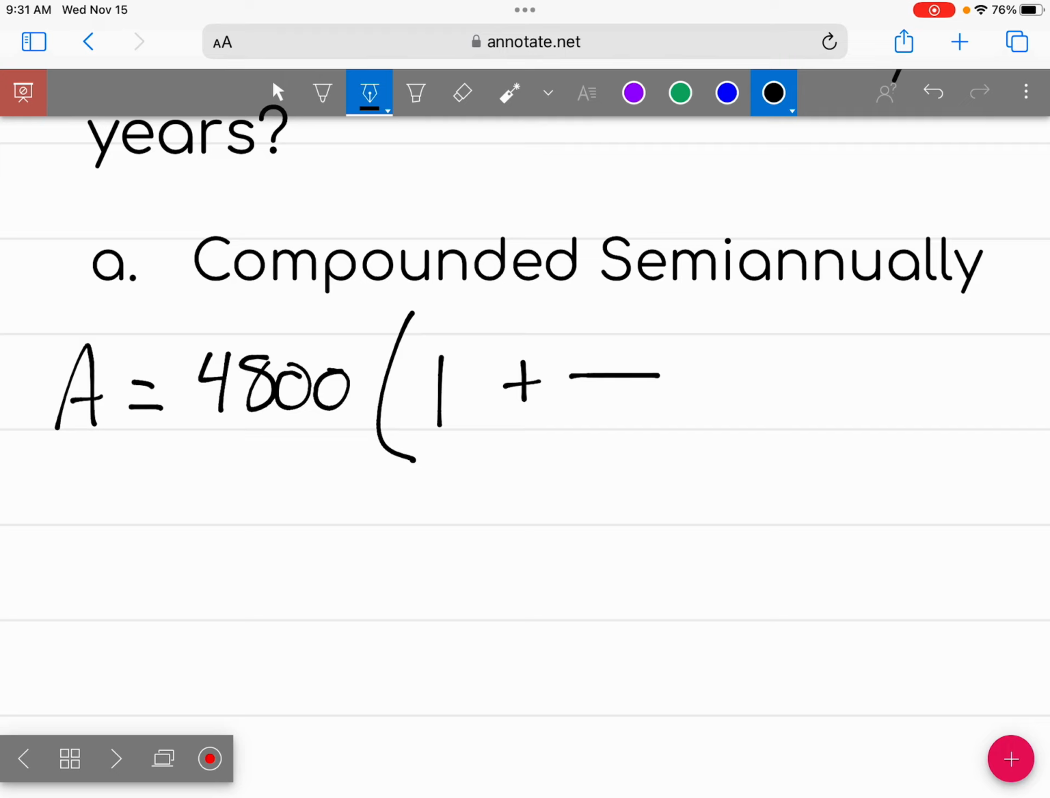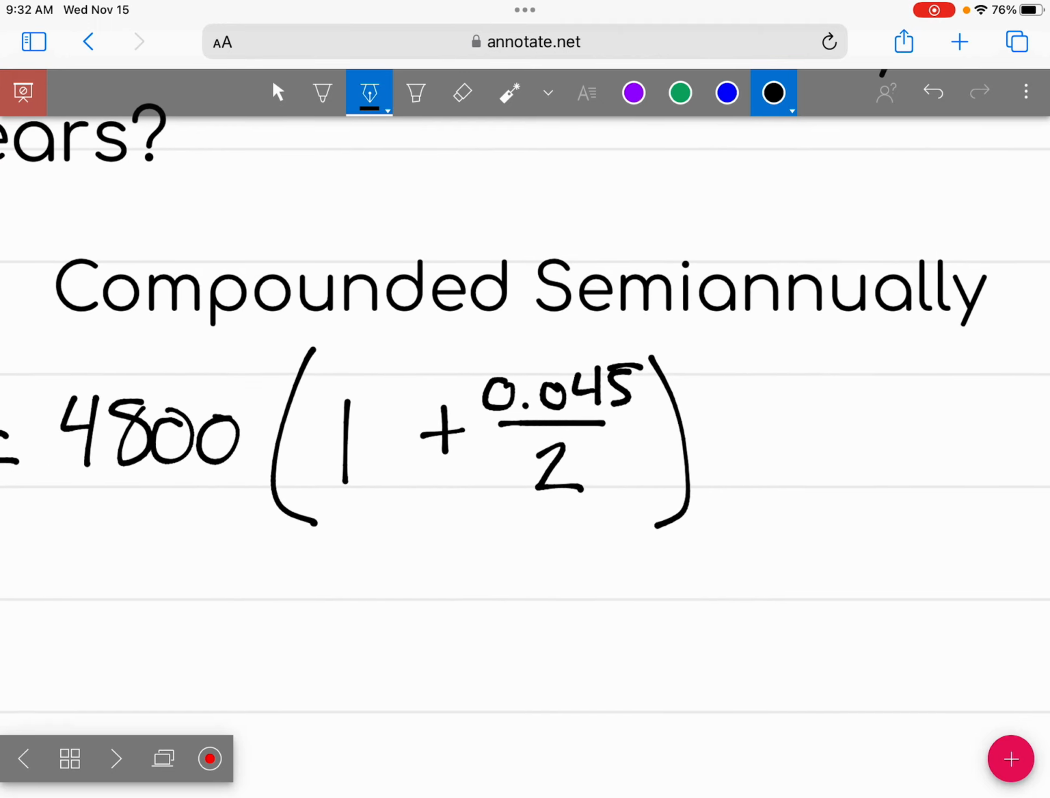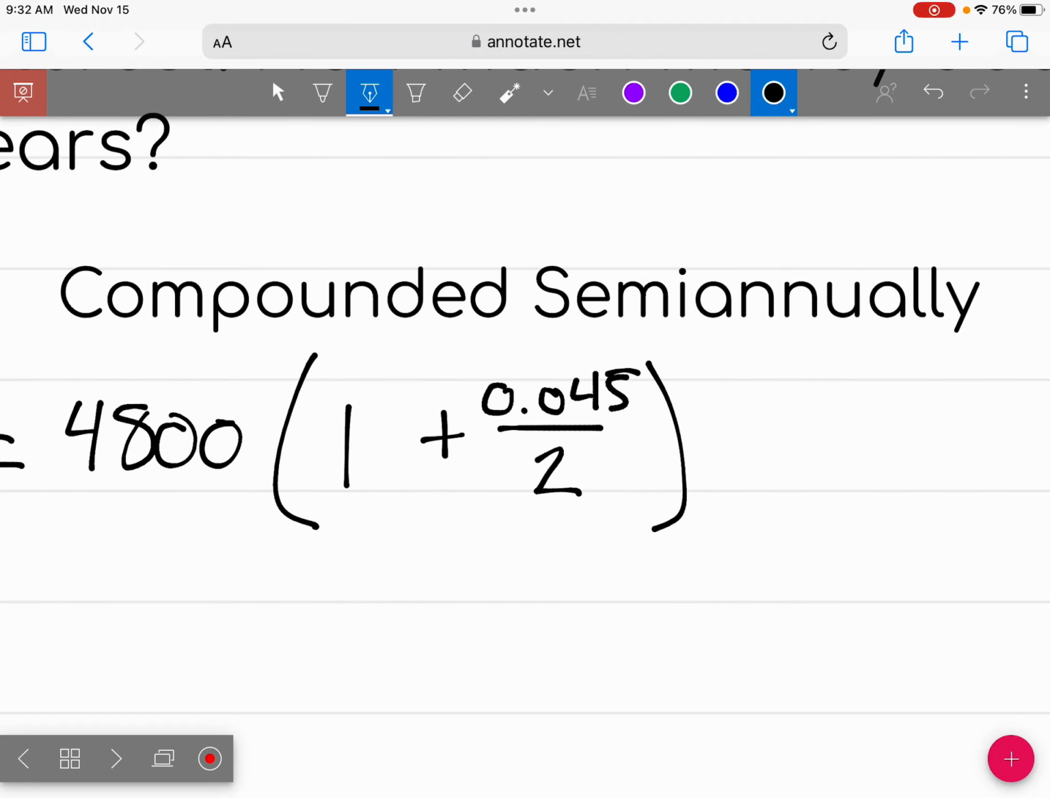Our rate is, as a decimal, what's our rate? 0.045 over 2. And then our exponent here is gonna be 20 times 2. You have to take your n that you divide your rate by and also put it in your exponent. Has to be, has to be, has to be. Otherwise, you're having your time.